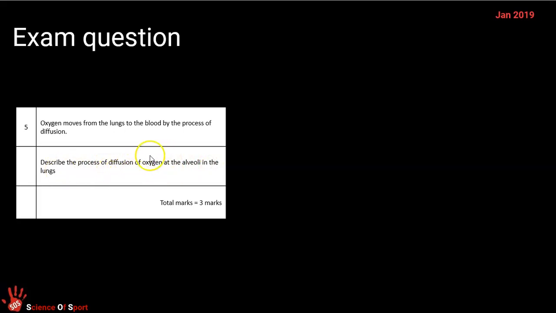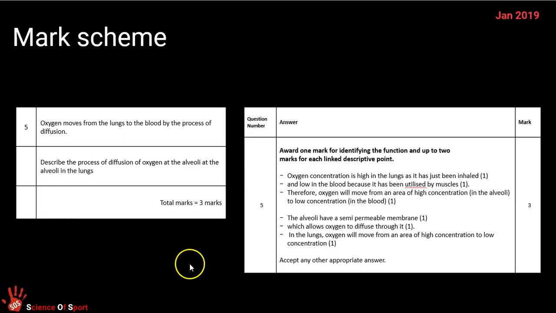So it's asking purely about oxygen. This answer does not require any information about CO2 in it. It just wants to know about oxygen, and it just wants to know about external respiration at the lungs. So don't talk about muscles or CO2. Looking at the mark scheme, so oxygen concentration is high in the lungs.